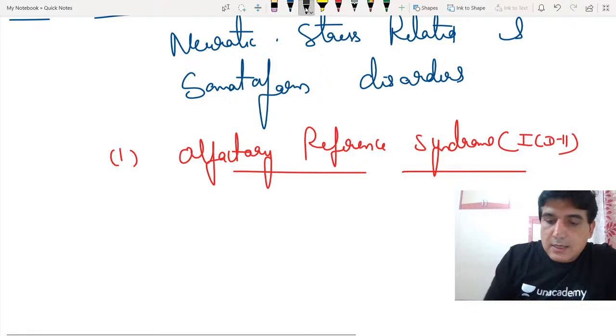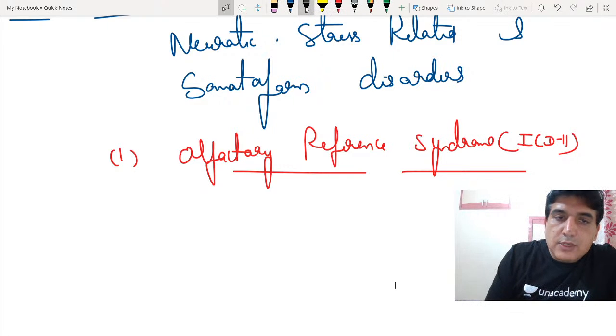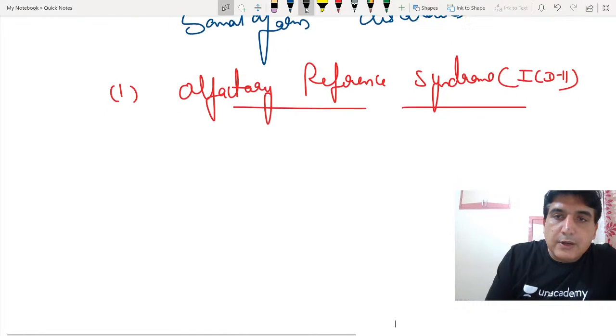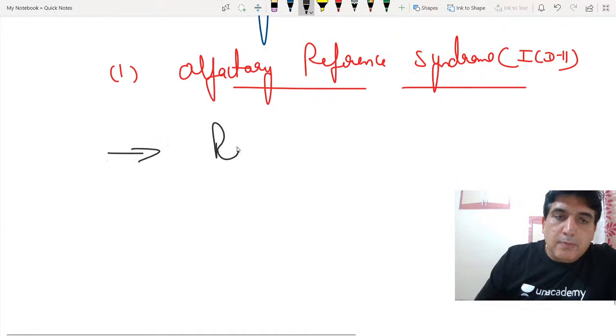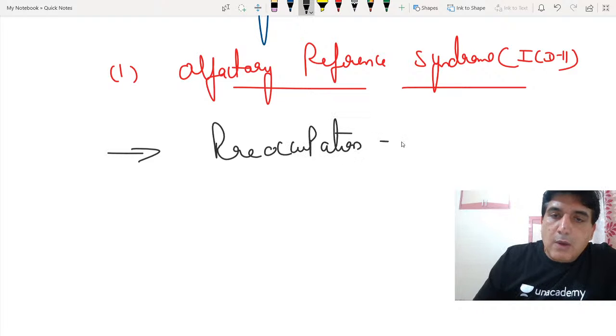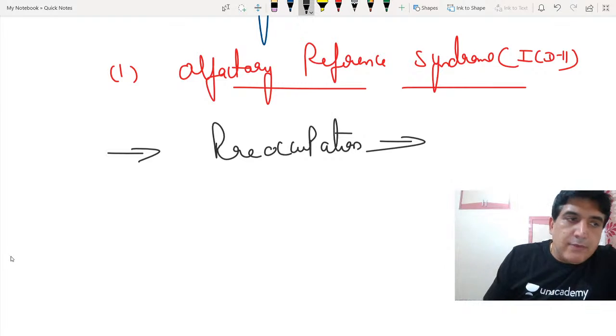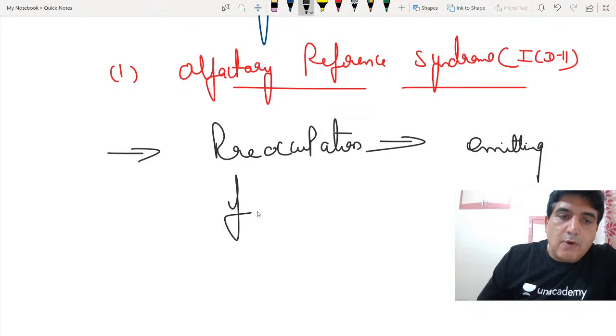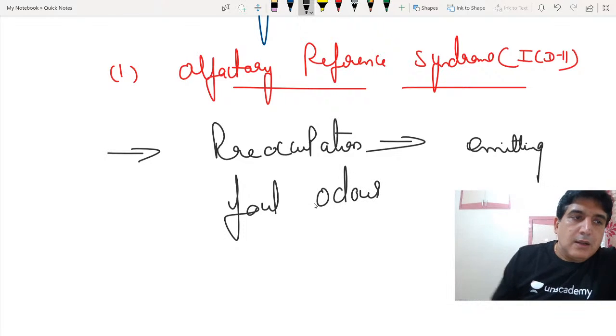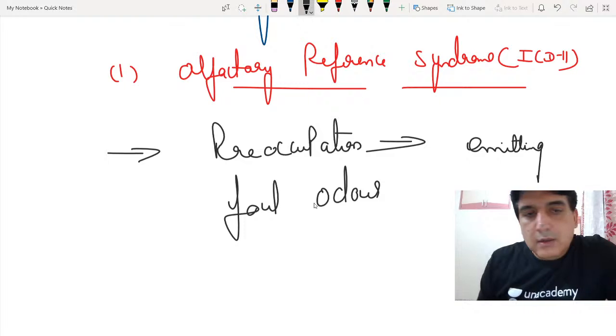As per this diagnostic criteria, how do we fulfill olfactory reference syndrome? The patient has a preoccupation with one thought, one belief, that he is emitting foul odor or breath.